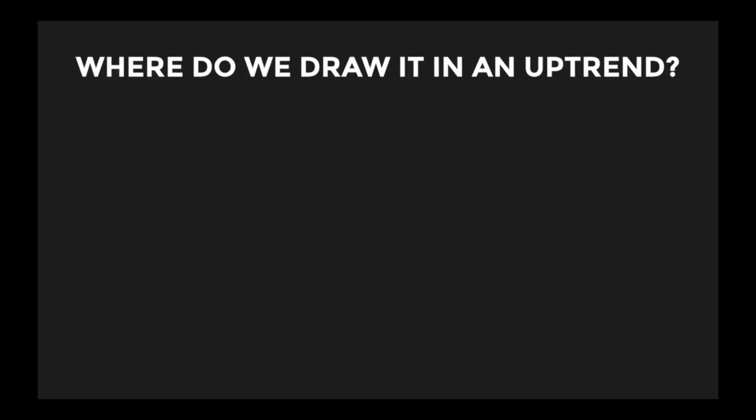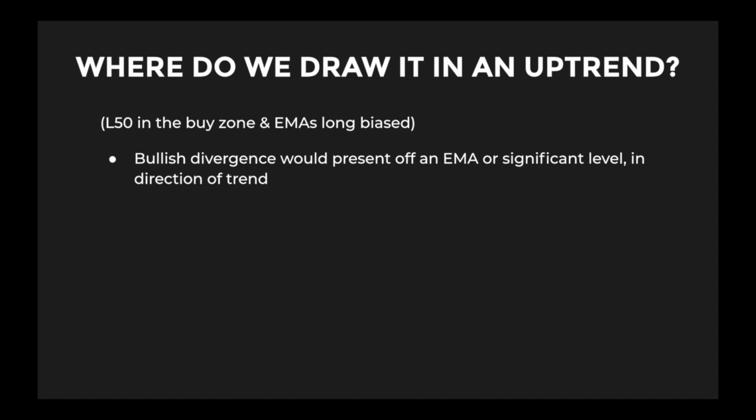Where do we draw it in an uptrend? I want to explain this a little bit more. Like I just said, with the L50 in the buy zone and the EMAs being long biased, bullish divergence is going to present off an EMA or significant level in the direction of overall trend, which in this situation is up. So that's going to be your bullish divergence, meaning your RSI is rising, price action is falling. You're at a significant level in an overall uptrend. And that's how you know that that's a good position to be looking for longs. And in this situation, you're trusting the RSI direction being bullish, not the price action being bearish. That's what the bullish divergence is.